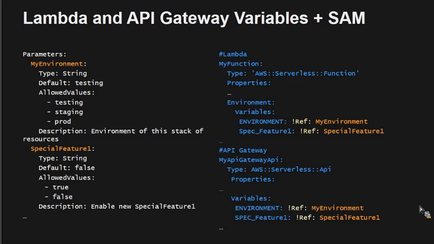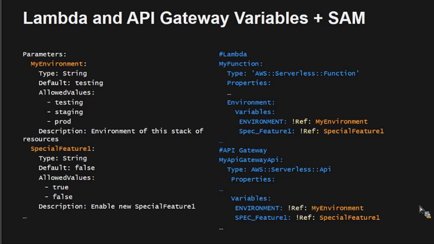So we see here that I have a parameter called my environment. I also have a parameter called special feature 1. You may know this as a feature flag. And so my environment is of type string. I have a default called testing, and then I have 3 values that I allow: testing, staging, and prod. And this is a description of what the environment is for this stack of resources.